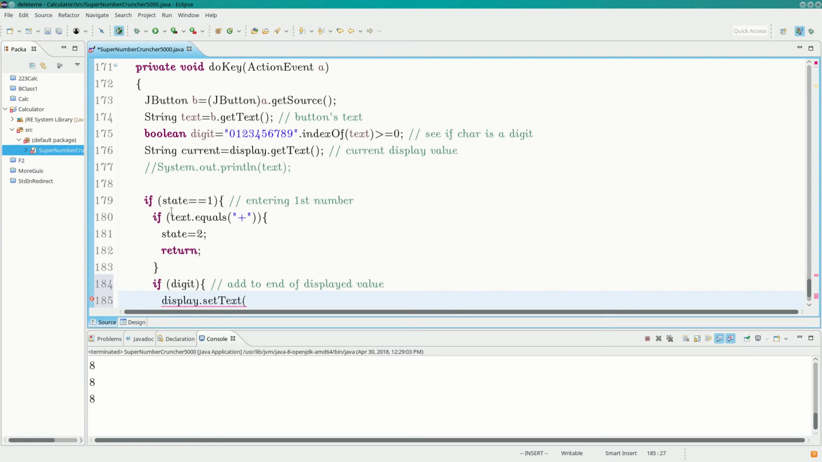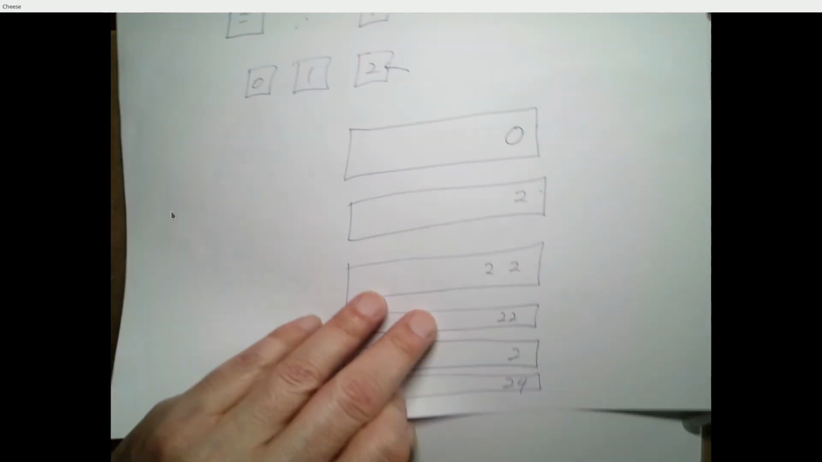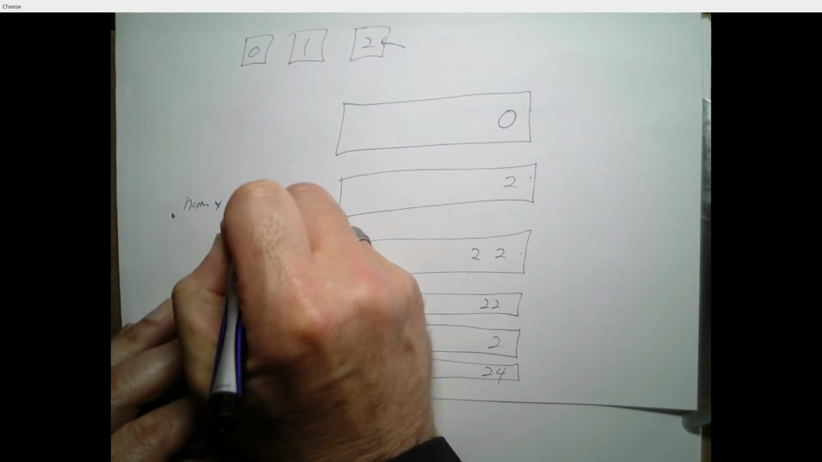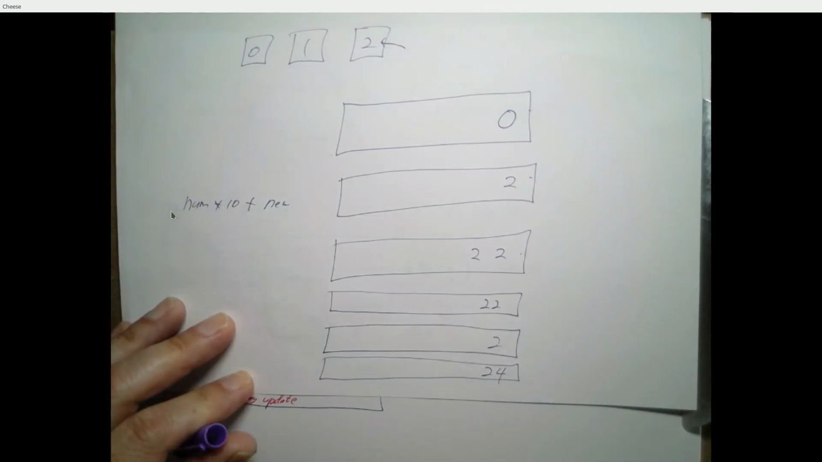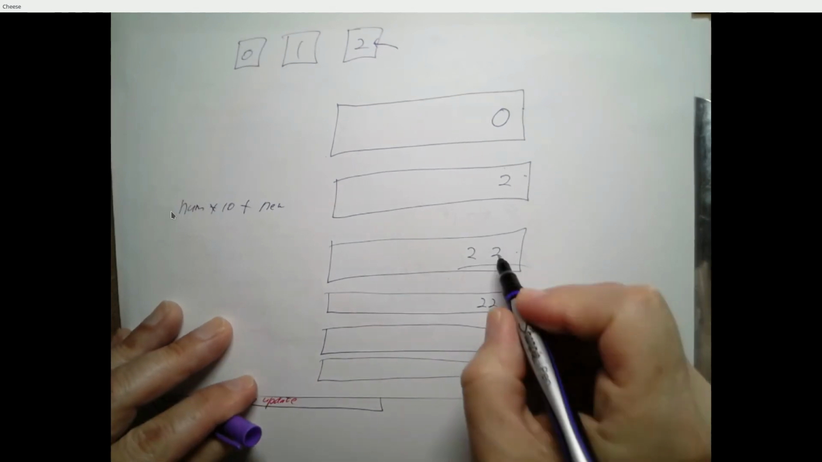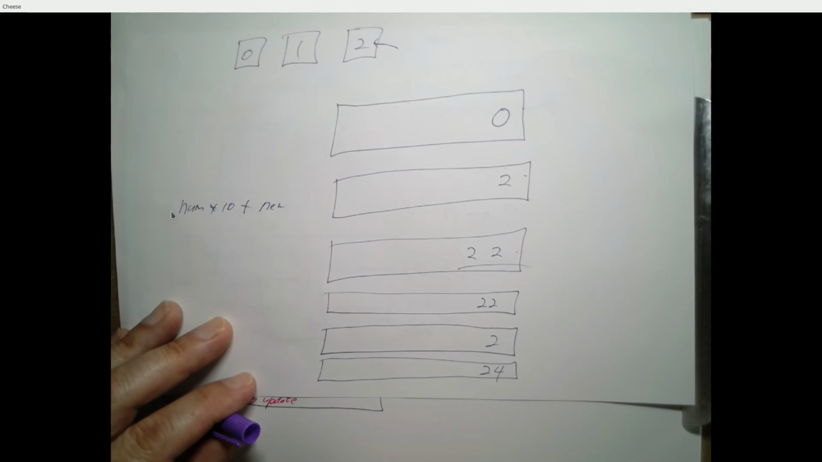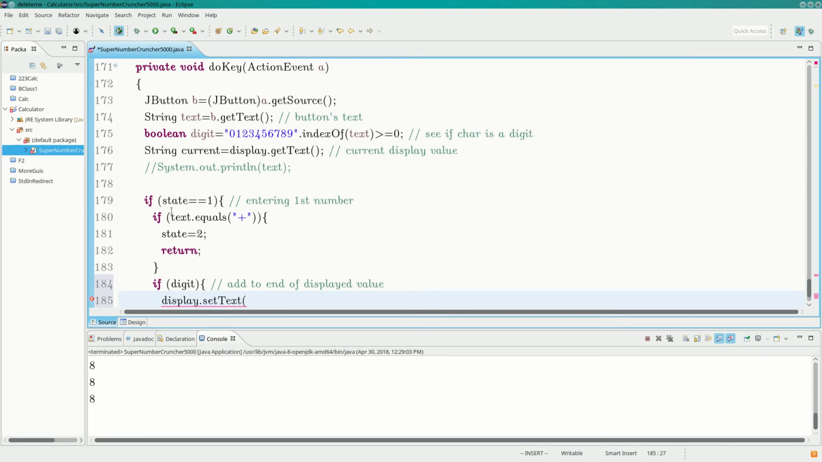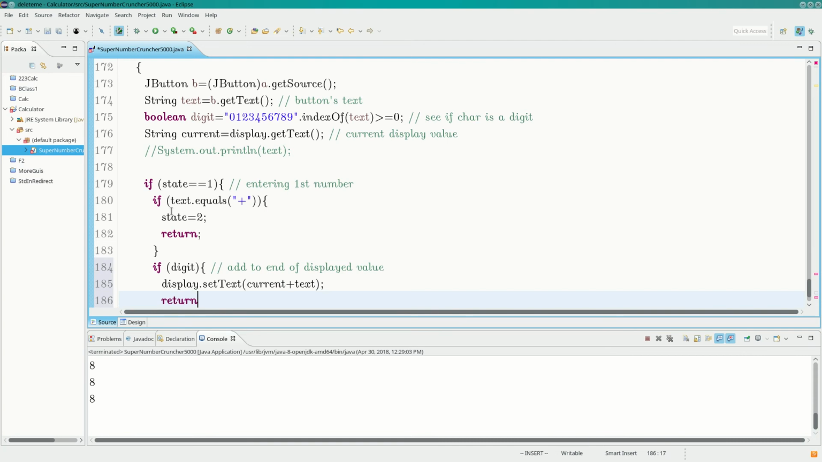So let's display.setText. And numerically, to do this kind of thing, what you want to do is take your number, multiply by 10, and then add your new digit. But right now in the display, these things are just strings. We don't need it to be a number until we're actually doing the addition. So to tack something onto the end, that's just concatenation. So our job is easier dealing with strings. We can just set the text equal to current plus text. And that's just going to stick it on the right side. And we'll return from there.